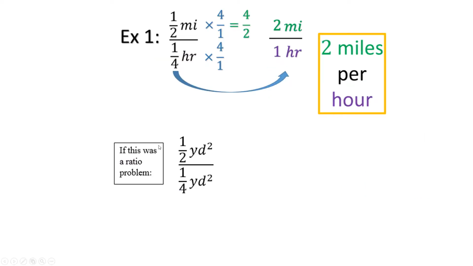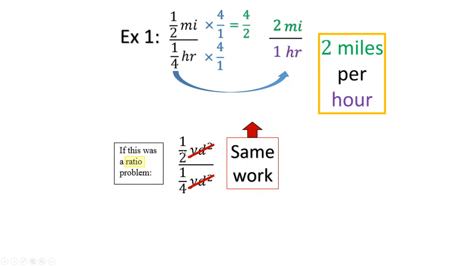Now down below it, we have what would happen if this was a ratio problem. Here we have yards squared and yards squared. This is the units used for area, so it looks like we're comparing two values of area. So the units have to match if it was a ratio problem. Because the units match, anything that divides by itself can be canceled out, so we don't need the units anymore in order to finish our ratio.